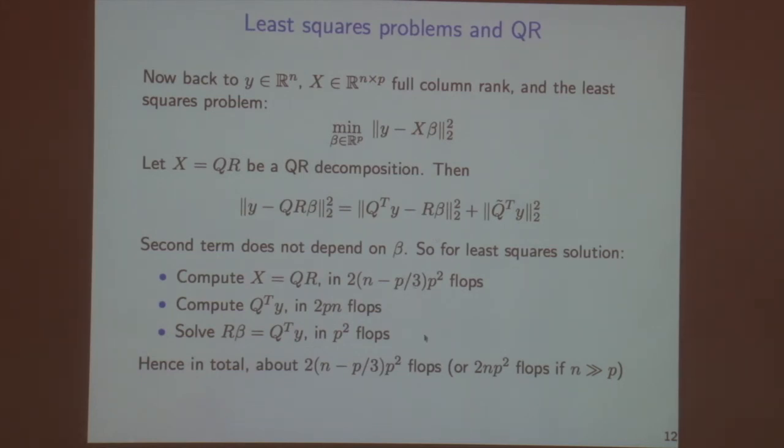So in essence, what we have to do is compute the QR decomposition of x, compute Q transpose y, and then just solve this linear system, R beta equals Q transpose y. And the flop count comes out to be 2 times n times p squared, roughly on that order, if n is much bigger than or equal to p. Okay?